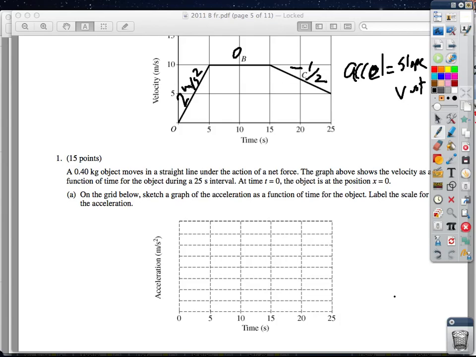Then over here, you just have to make sure you do something like this. For the first 5 seconds, I'm just gonna make this 2, like that. The next 10 seconds, like this. And then for the final 10 seconds, and then I'd label that 1, I'd label this -1.